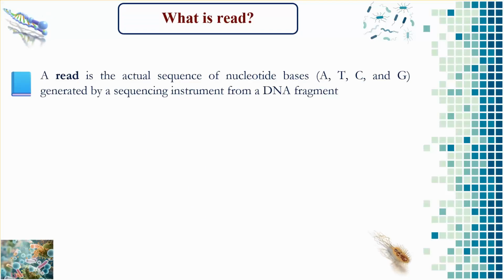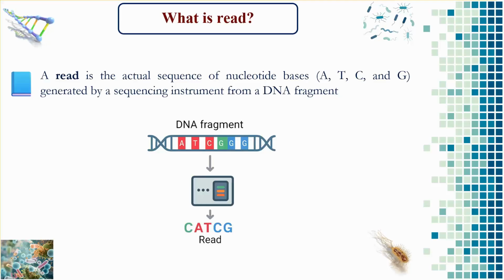What is a read? A read is the actual sequence of nucleotide bases A, T, G and C generated by a sequencing instrument from a DNA fragment. In simple terms, when a DNA fragment is sequenced, the machine records the order of bases and that recorded sequence is called a read. A read is the fundamental unit of sequencing data.